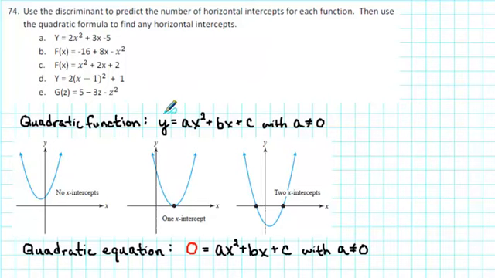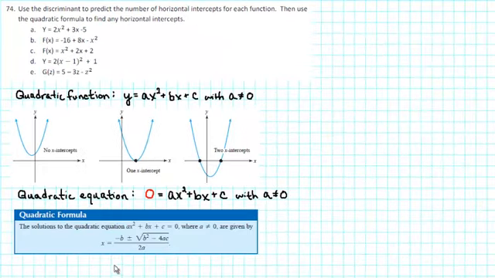When we substitute 0 for y in the quadratic function, we end up with what's called a quadratic equation, and it has the form 0 is equal to ax squared plus bx plus c, where the leading coefficient a does not equal 0. In order to solve a quadratic equation, we can always use the quadratic formula. The solutions to the quadratic equation are given by the quadratic formula.